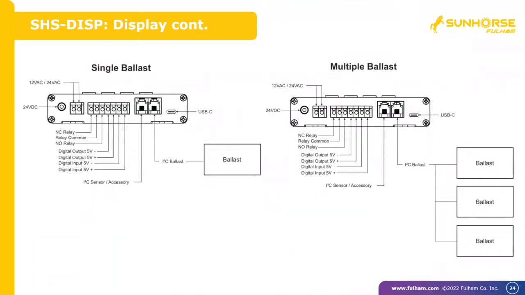This display here shows all the locations of the connections, as well as a rough configuration of how multiple ballasts are wired to one display. Typically, they're wired in parallel, as is done with I2C connections.